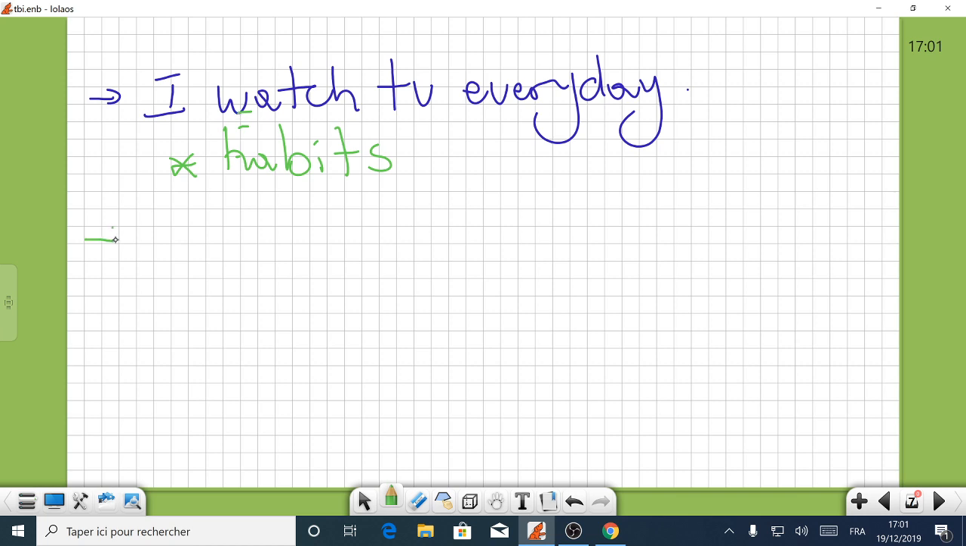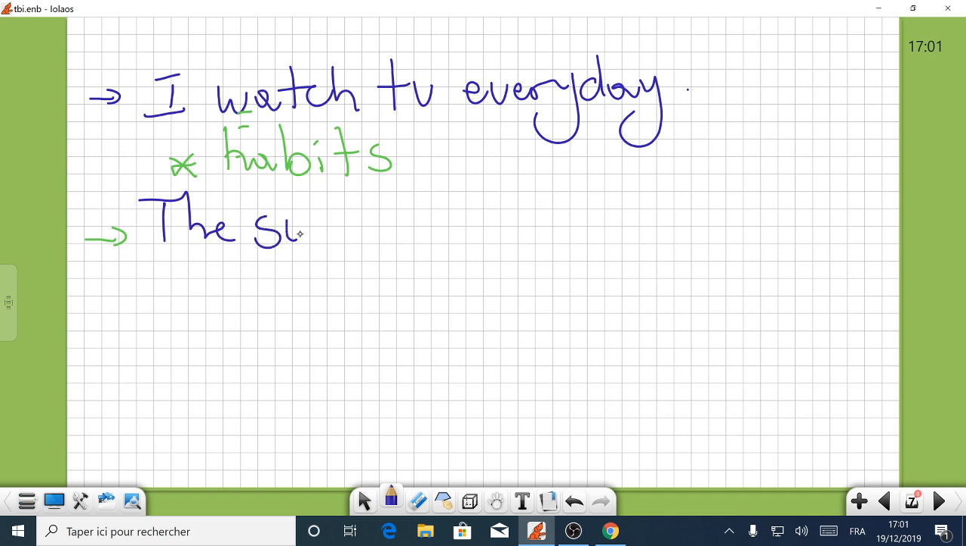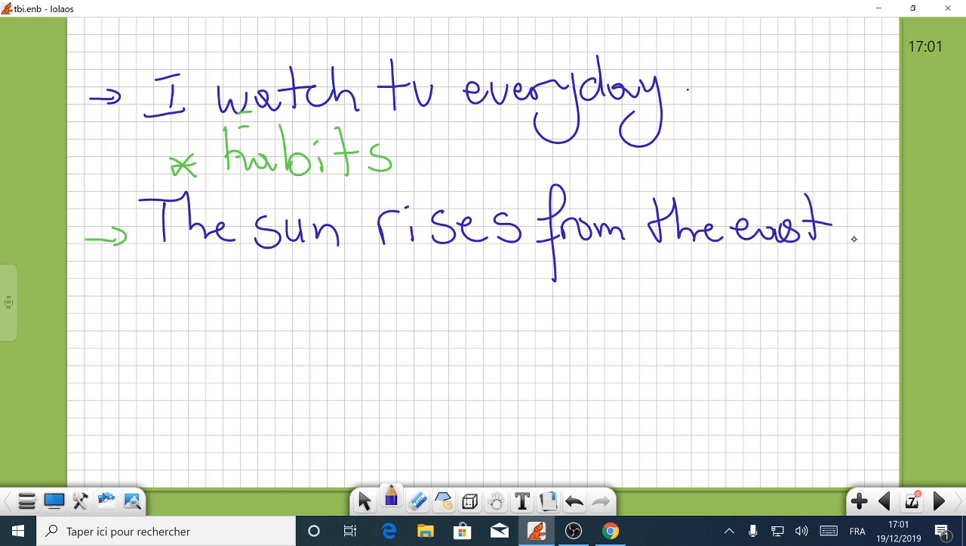The next use, for example, let me give you another example. We say, for example, the sun rises from the east. This is a sentence, okay? Here, it's about what? When we say sun, rises, and the east, yes, something which is repeated, of course, but it's about science. So we use the present simple when we have natural and scientific facts.